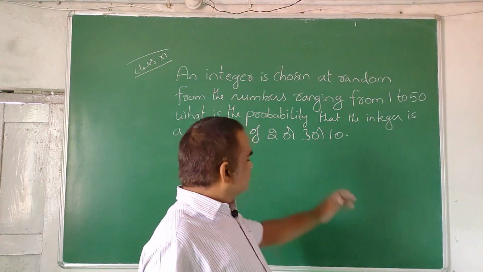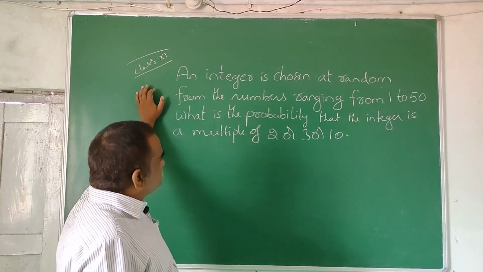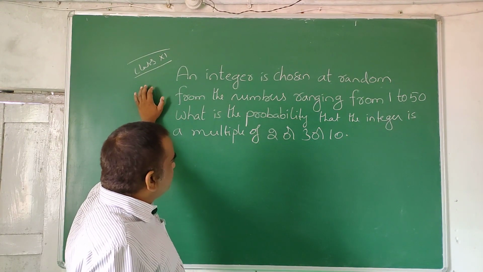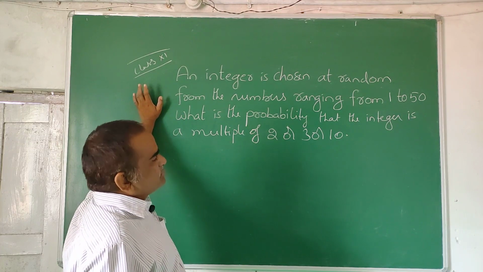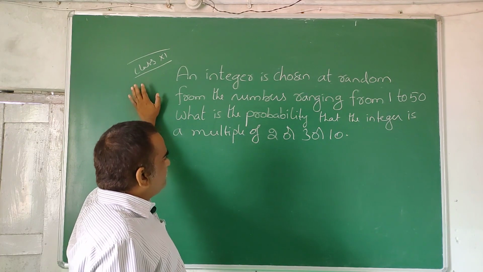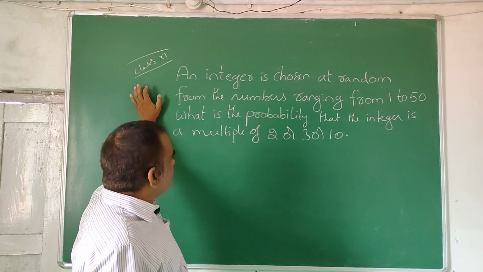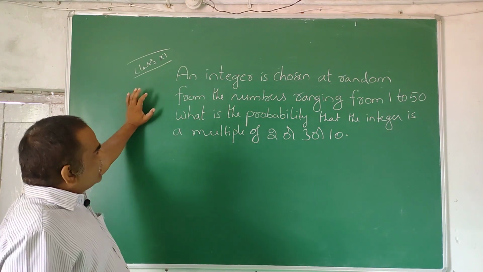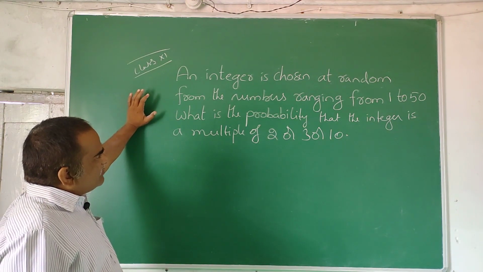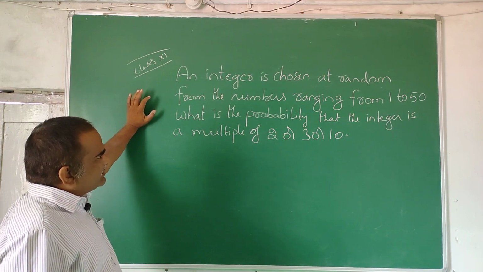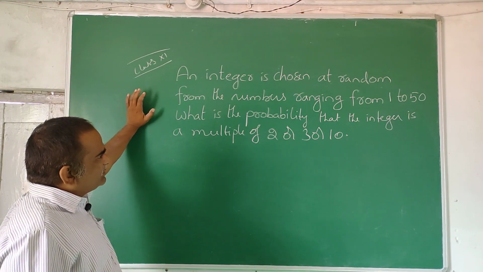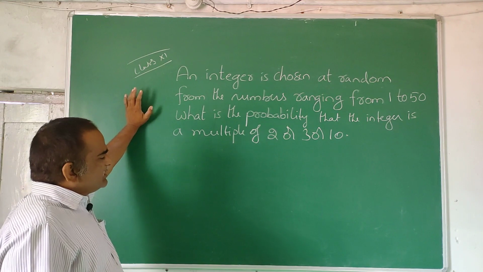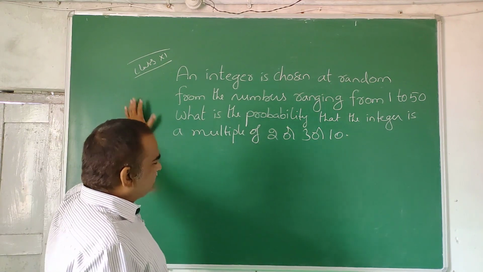So dear students, this is another question. An integer is chosen at random from the numbers ranging from 1 to 50. What is the probability that the chosen integer is a multiple of 2 or 3 or 10?